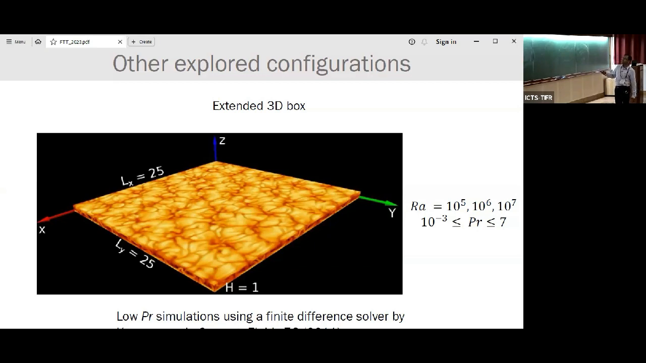So we use this data set, Rayleigh number from 10 to the 5 to 10 to the 7, and Prandtl number again between 10 to the -3 and 7. In experiments, you can't go to a Prandtl number of 10 to the -3. Only liquid sodium has 5 times 10 to the -3 or so, but in simulations, it's possible. So we will be comparing our results from the slender cell with the results in this extended square cuboid.